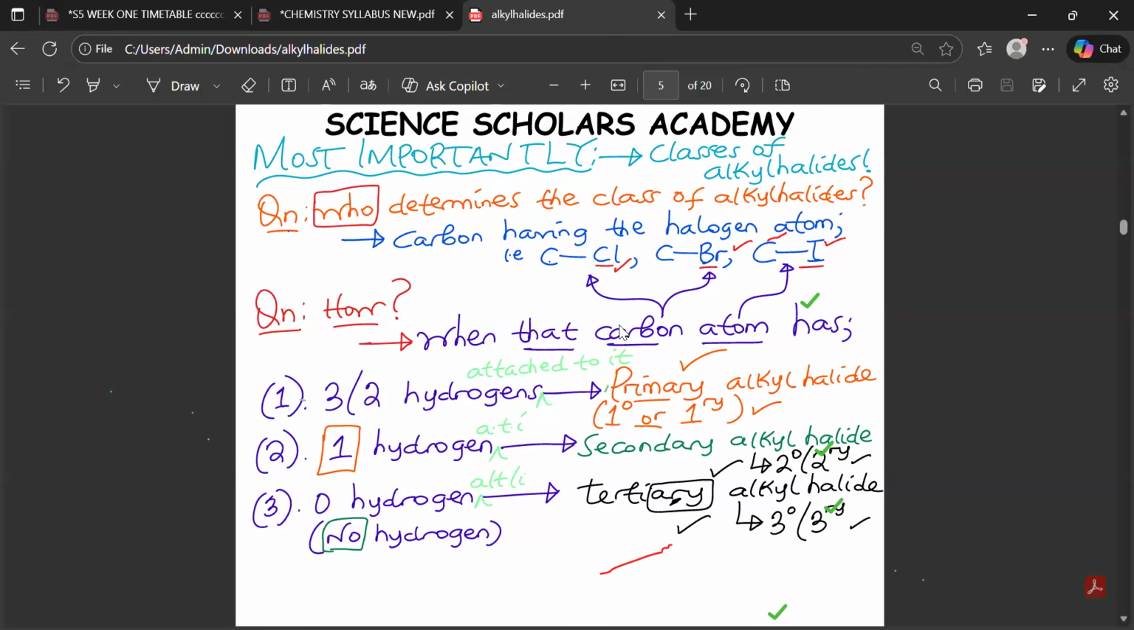So I want you to first go through who determines and how they determine before I put for you the structures below and you tell me which classes they are. We are going to be using letter P for primary, letter S for secondary, and letter T for tertiary.